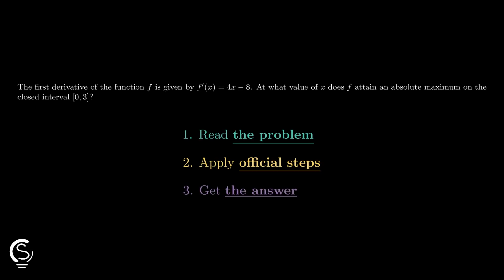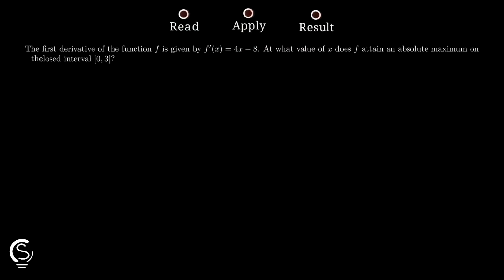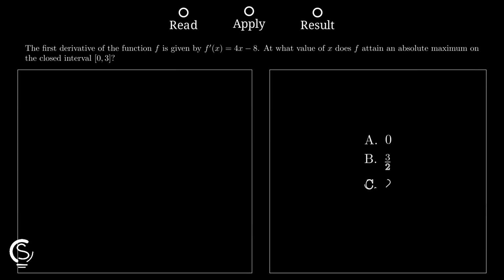Find the absolute maximum of a function on a closed interval quickly with these steps. Let's solve this problem now. First, find critical points by setting the derivative 4x minus 8 to 0. Solving this equation shows our critical point is at x equals 2.